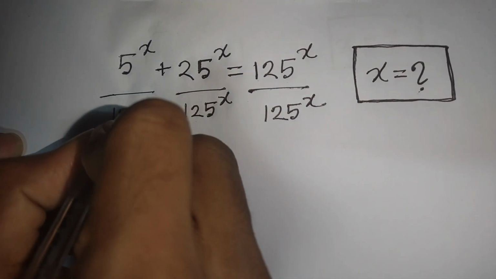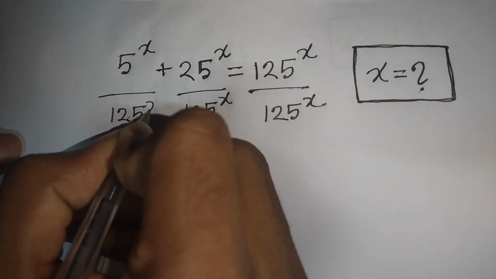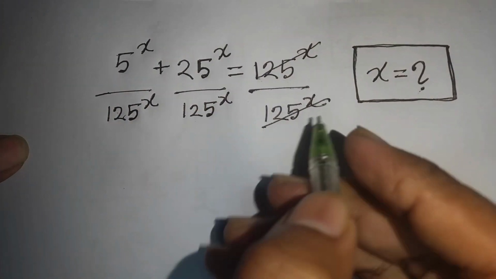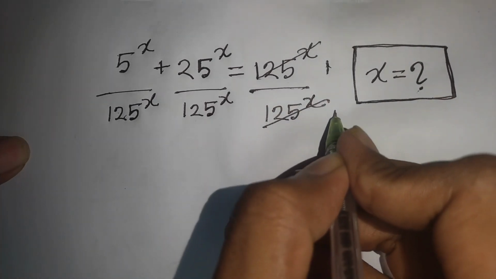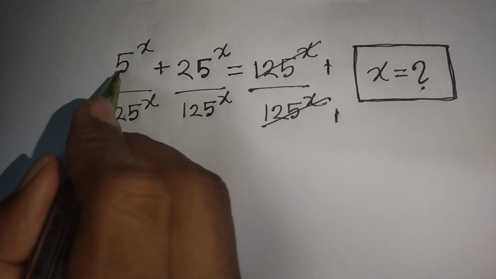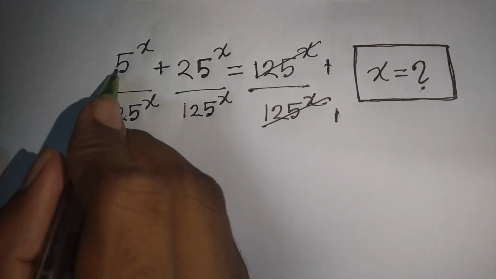Divided by 125 power x. Now, this will be cancelled. So, here on. Now, we see x same power but different bases.